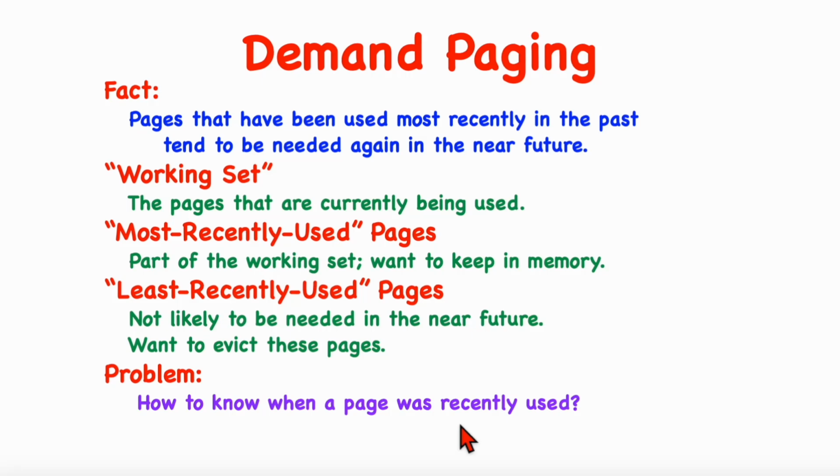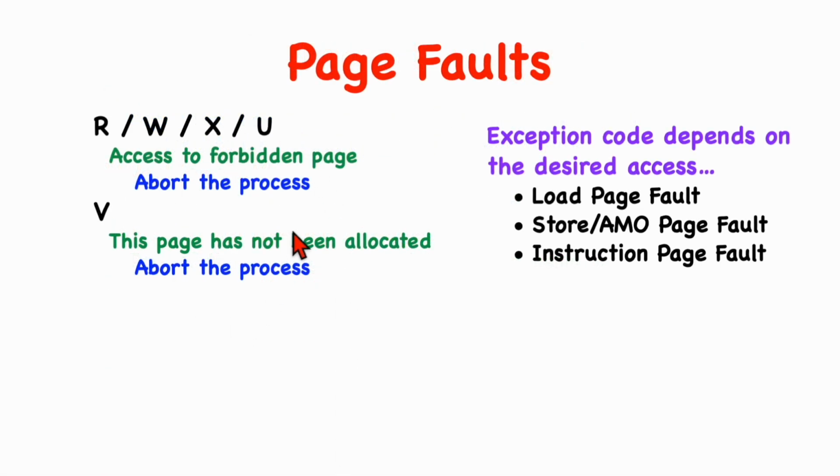Fortunately, the RISC-V hardware provides some support that we can use to help us answer this question. Let's review the bits in the page table entry. We saw the bits that tell whether a page is readable, writable, and/or executable. And we also saw the U bit, which determines whether the page is a user page or a supervisor page. If an attempt is made to access a page in a way that is forbidden, then the access is blocked and a page fault exception will occur.